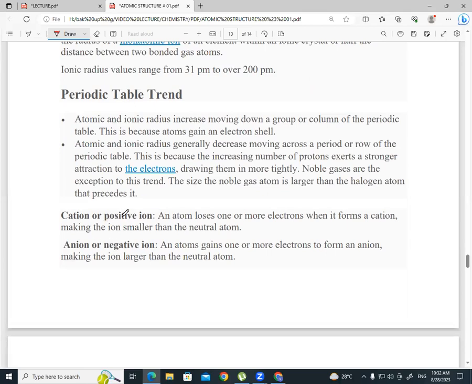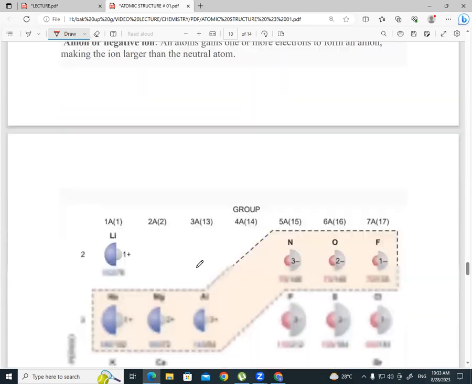Now, cations or positive ions. If the ions are positive, an atom loses one or more electrons when it forms the cation, making the ion smaller than the neutral atom, while anions or negative ions are atoms that gain one or more electrons to form an ion, making the ion larger than the neutral atom.